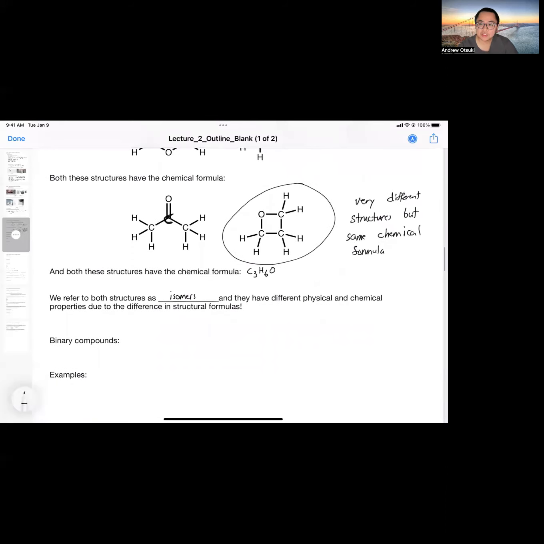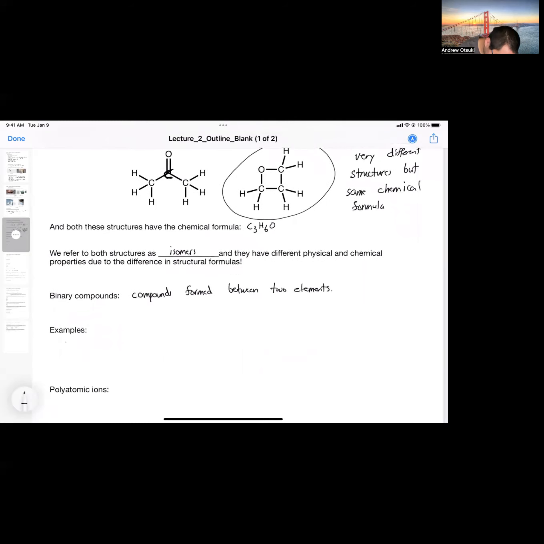All right. So in our chemical compounds, we have binary compounds. Binary compounds are compounds that are formed between two elements. Some examples are water, hydrogen and oxygen. So we have hydrogen and oxygen.